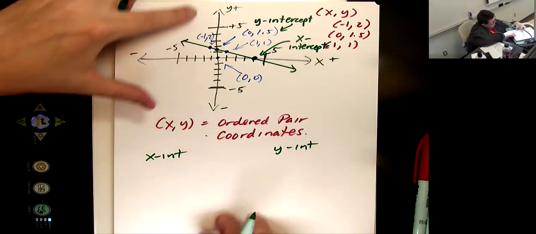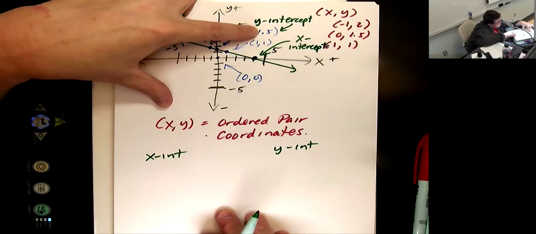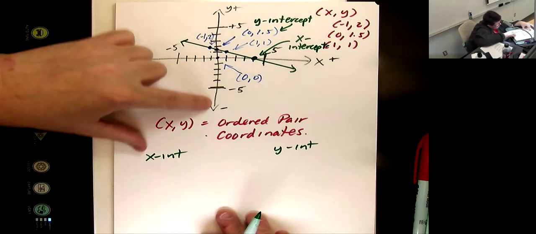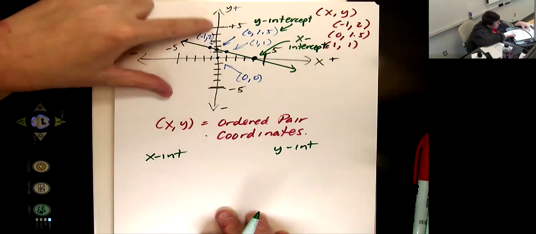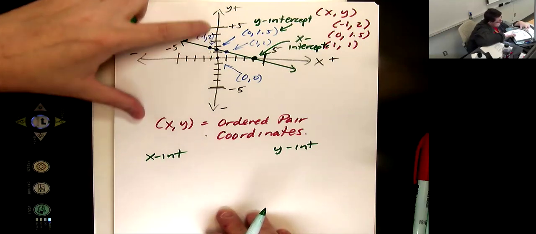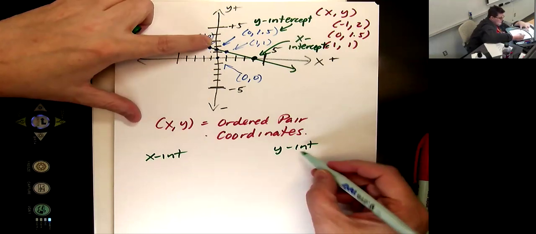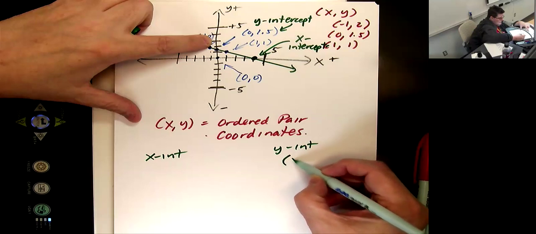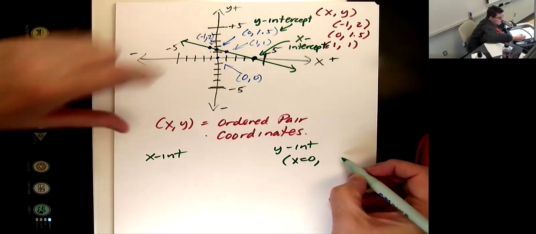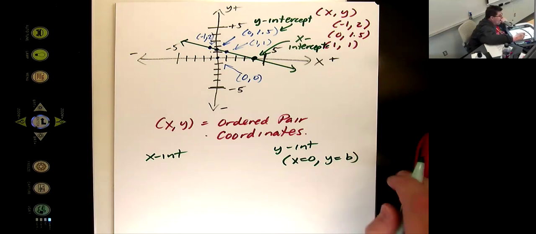So along the y-intercept, that was the 0, 1.5. Anywhere it crosses this line right here has a different y value, but the thing that stays constant along this line is the x value. The y-intercept has an x value equal to 0. And y equals, we don't know, call it b.